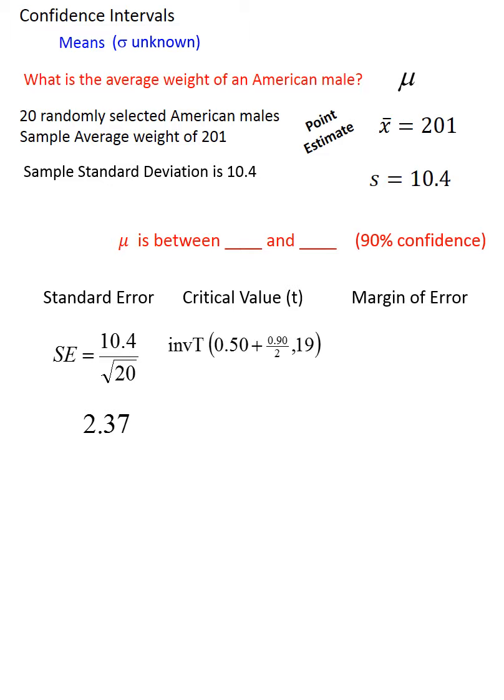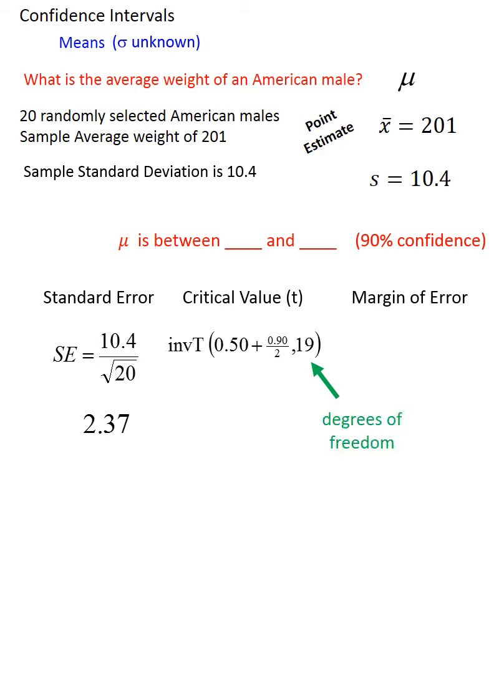So, what I'm going to do is use something called an inverse t function as shown. This number here, by the way, essentially is one less than the sample size. Because I had 20 people in my sample, one less than that is 19.